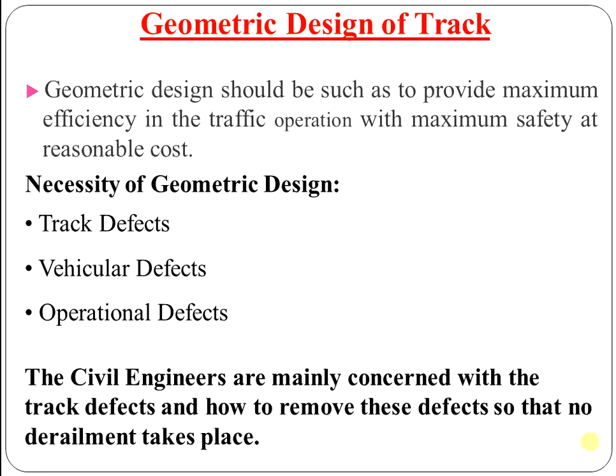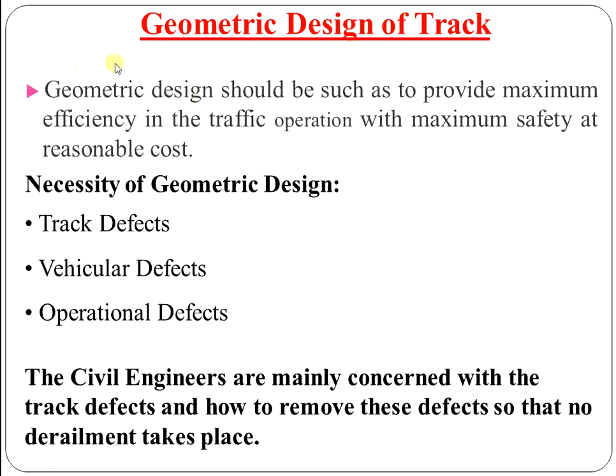Hello everyone. Today we are going to discuss the next point of this topic, which is the geometric design of track. The definition is: the geometric design should be such as to provide maximum efficiency in the traffic operation with maximum safety at reasonable cost. That means it will provide the maximum efficiency in the traffic of the railway with the maximum safety of the passenger at minimum cost.